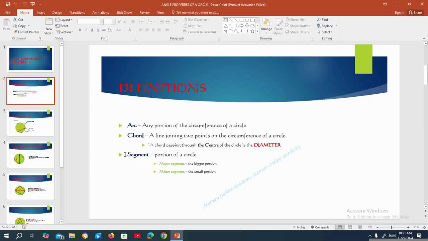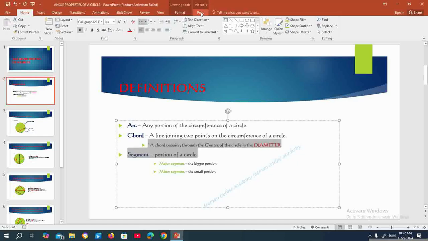Then we have a segment. A segment is a portion of the whole circle. When you draw a line, that is a chord, it divides the circle into two parts. The diameter will divide the circle into two equal parts, while another chord will divide the circle into two parts, one bigger than the other. The bigger one is called the major segment, and the smaller one is called the minor segment.